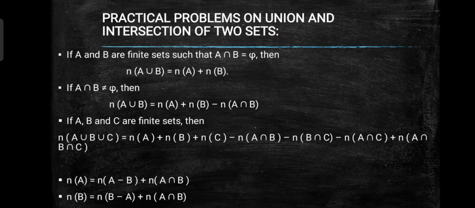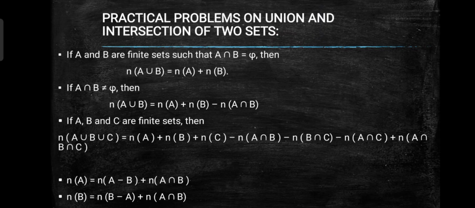And then the last two formulas: n of A equal to n of A minus B plus n of A intersection B. So what is n of A minus B? The half moon like structure that is present. n of A minus B is nothing but n of A minus n of A intersection B. I've told this, right? You're taking the part that is common from A to get n of A minus B.